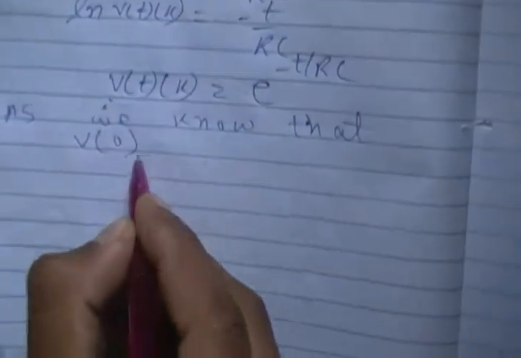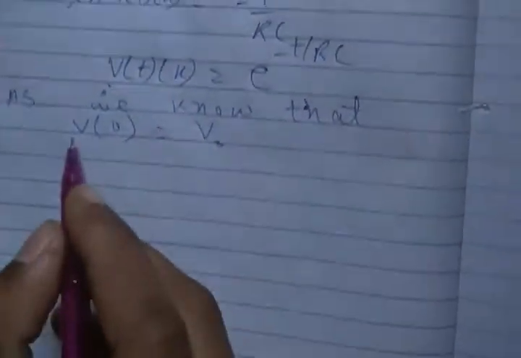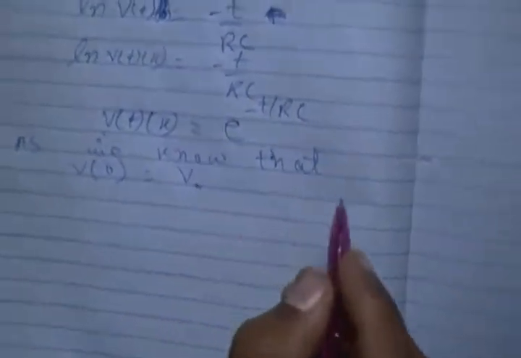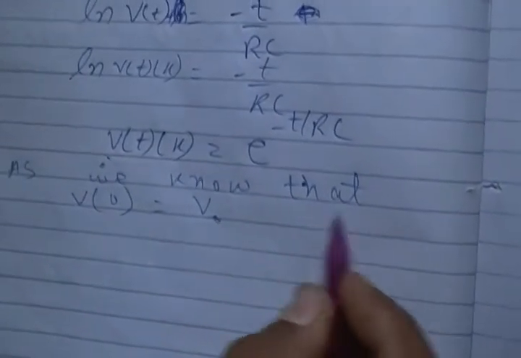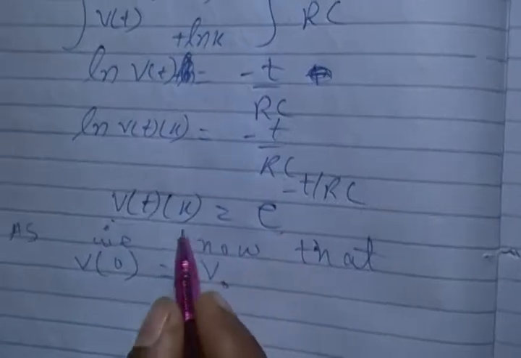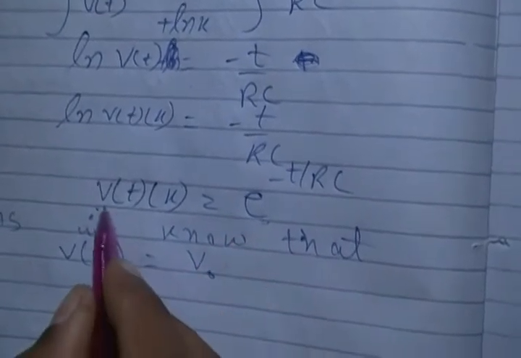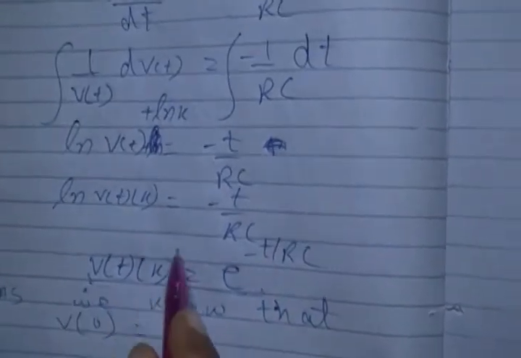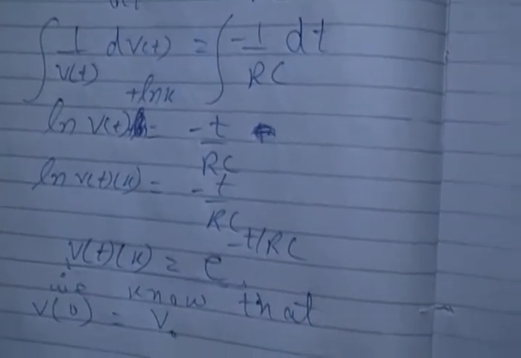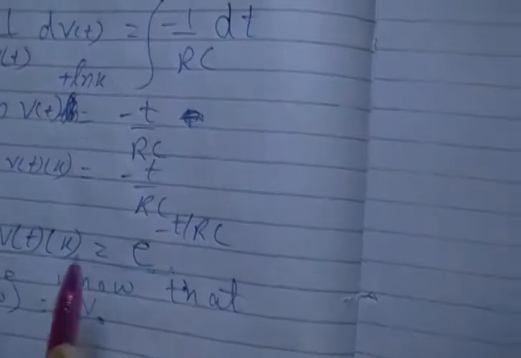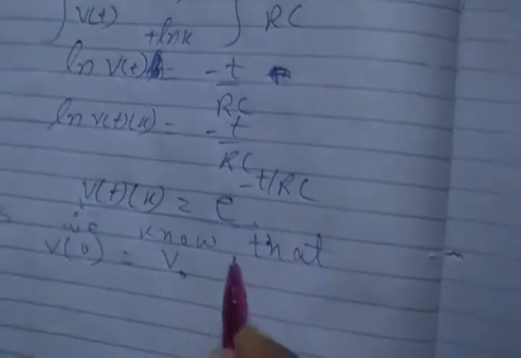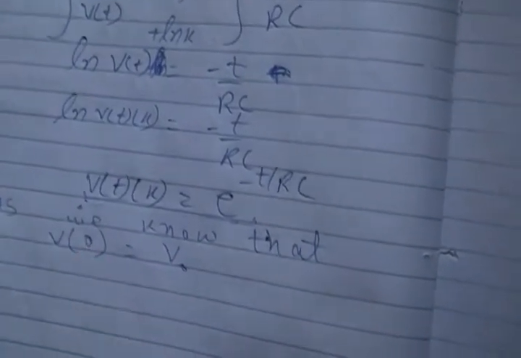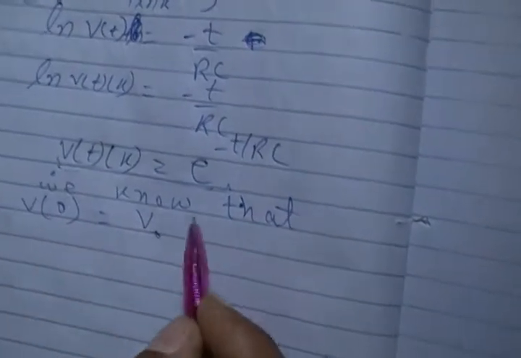And we know that V of 0 is equal to V naught. The voltage of the capacitor at t equal to 0 is V naught. So we apply the initial conditions on this equation to find the value of the constant, because this is the general solution of the equation. We want to find the particular solution of the equation. So to find the particular solution, we have to put in the initial condition, and the initial condition is V of 0 is equal to V naught.